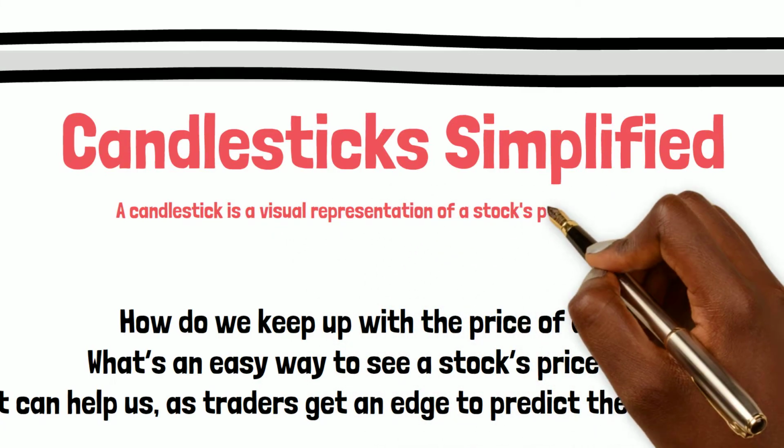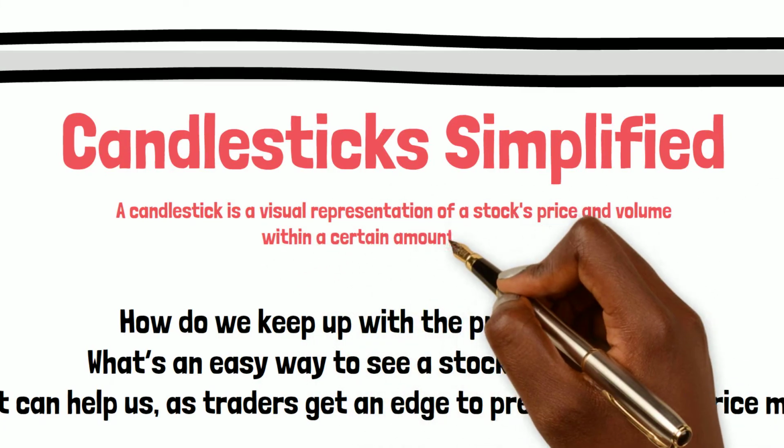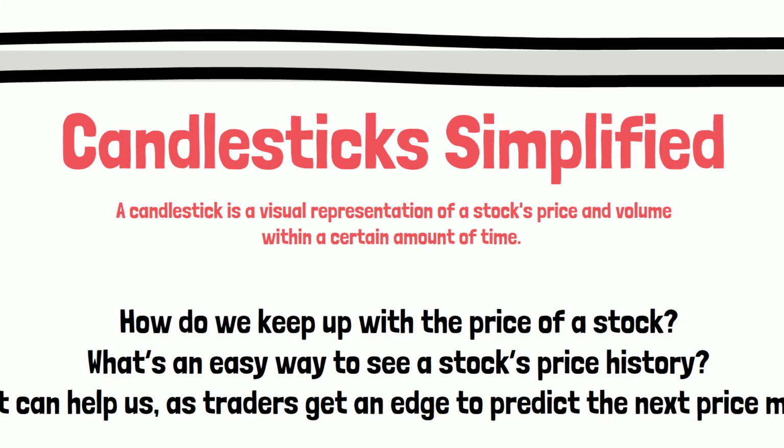A candlestick is a visual representation of a stock's price and volume within a certain amount of time. So we have three parts that make up a candlestick: price, volume, and time. Now let's take a look at them.